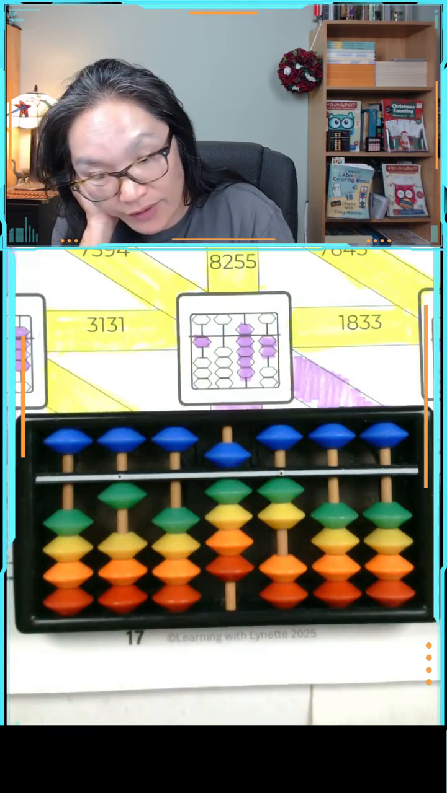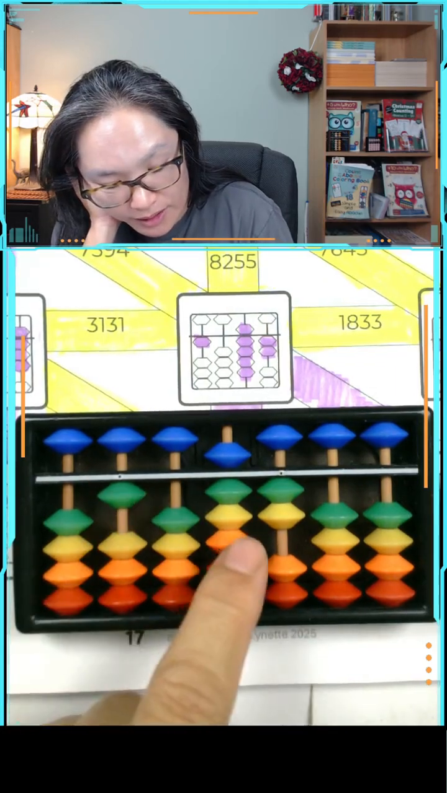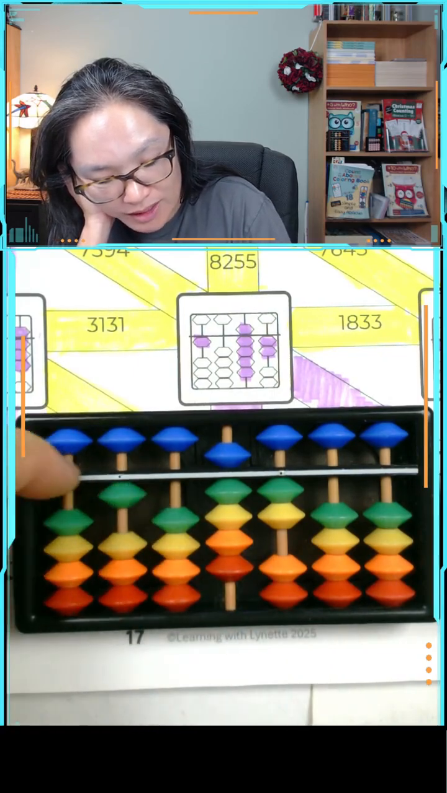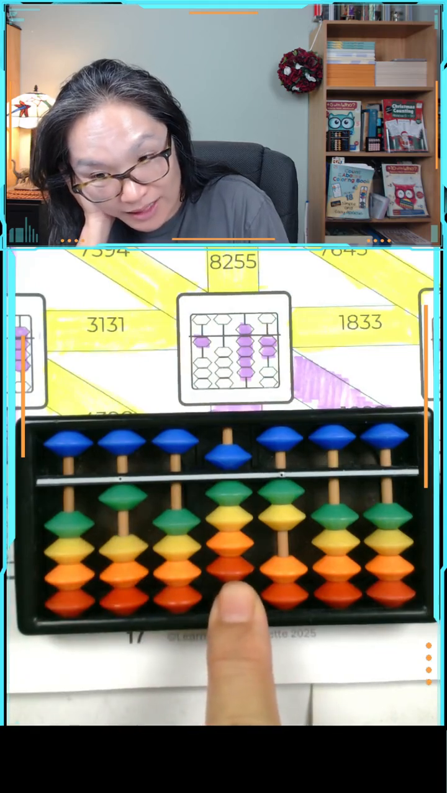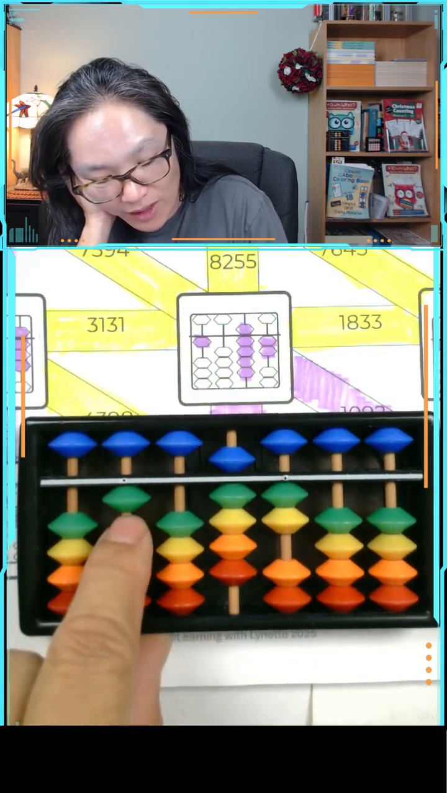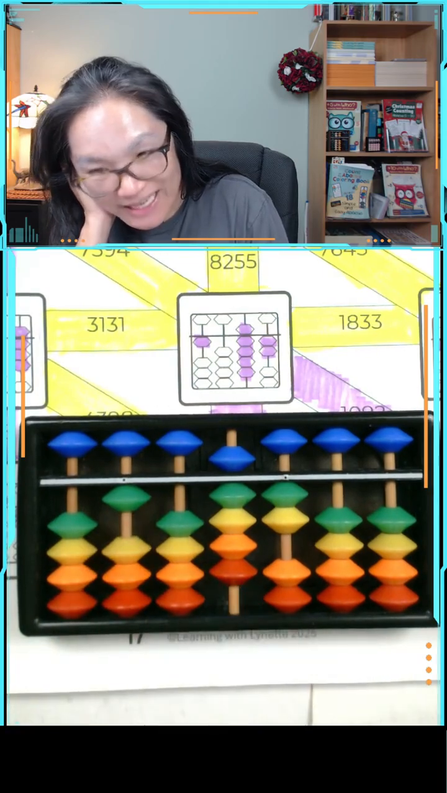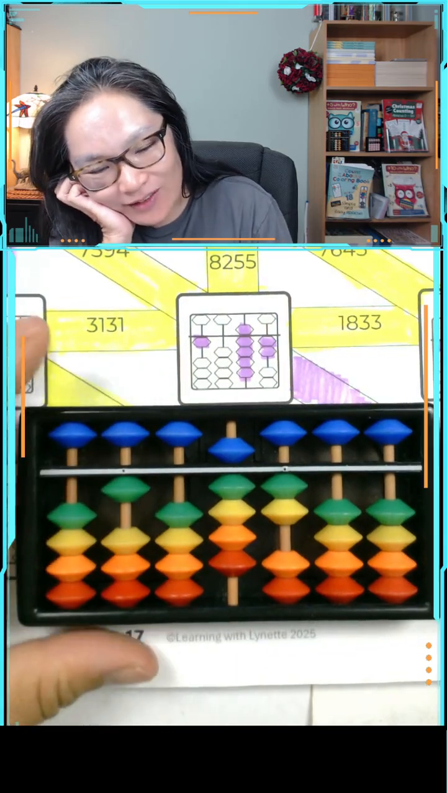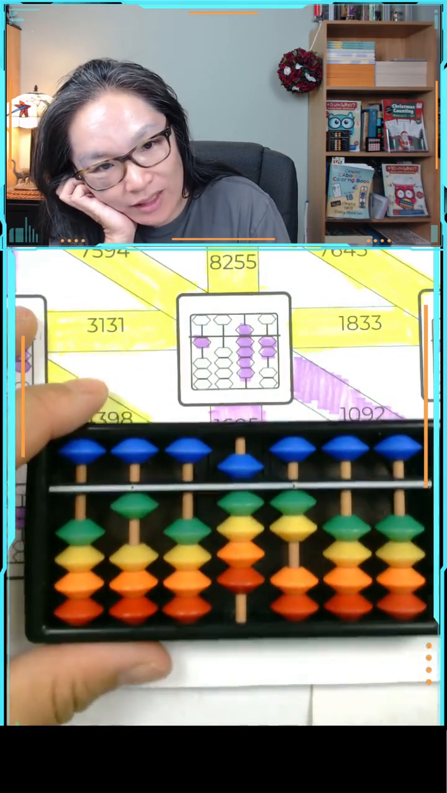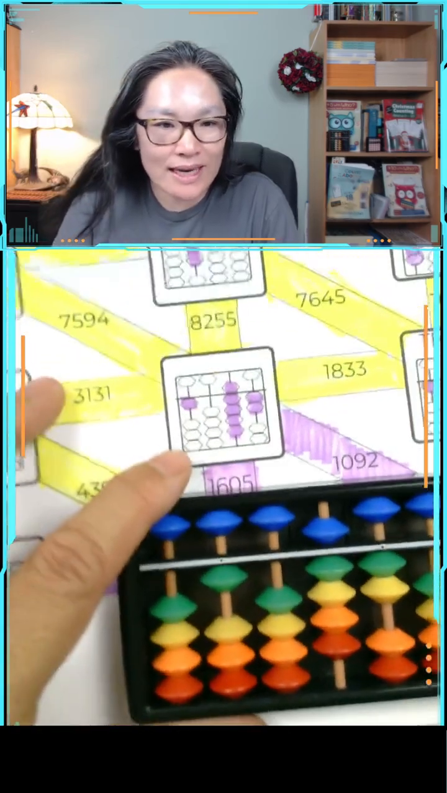Remember, the top bead is a value of 5, and the bottom beads, anything below this line, is considered a value of 1. What number? Yes, it is 1092. See? You're smart. It's easy, right? Simple to use, easy to understand. So the answer here is 1092.